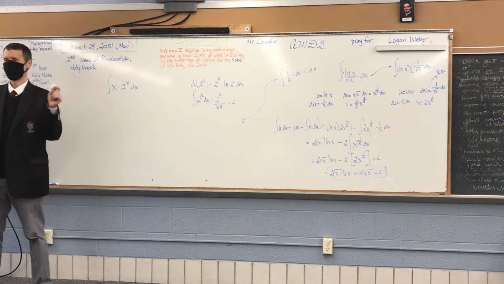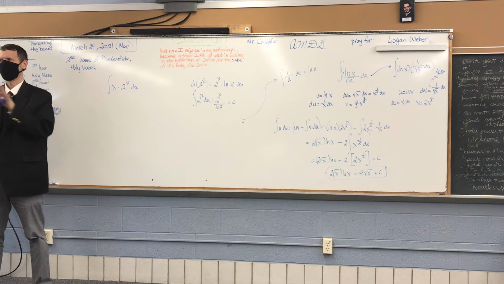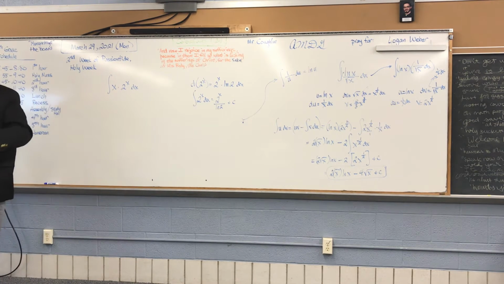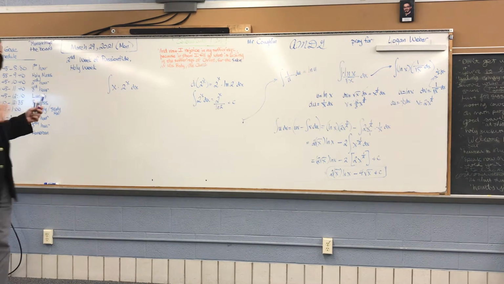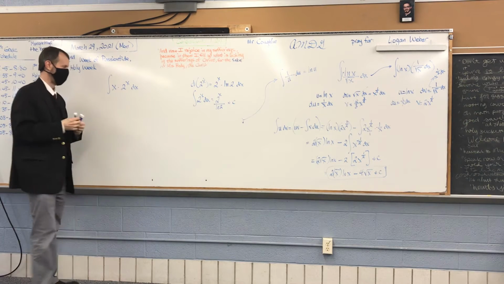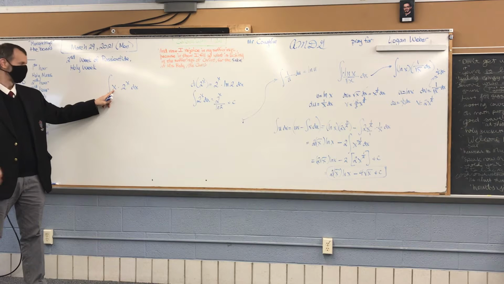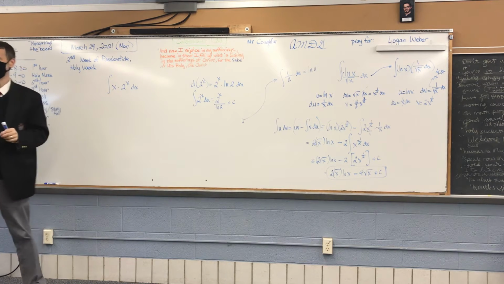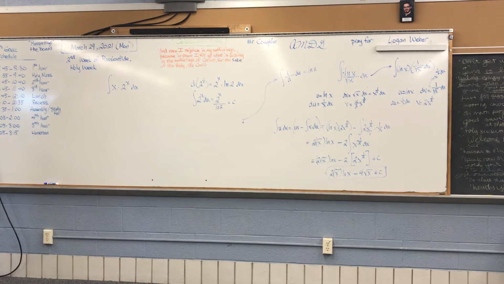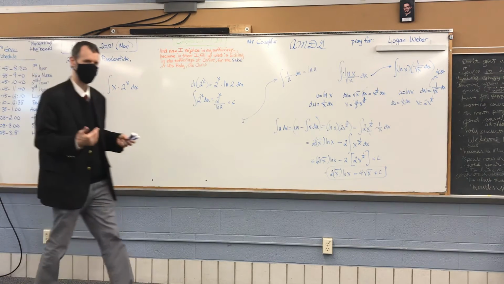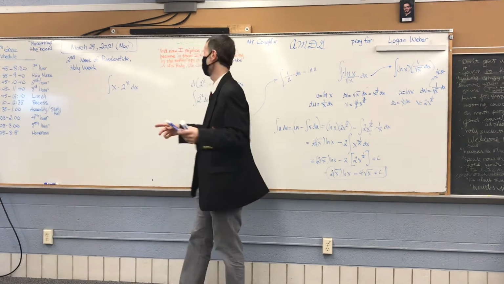So, any recommendations? What's the rule of thumb for when you pick a part? When you pick the u and the dv, what should happen? When you play with them, they should look nice, or at least not worse. If they get worse and worse, stop and do the other way around. So I could either make this u, or I could make this dv. Just by itself, what would you recommend? Which would make it look better? U equals x, correct.